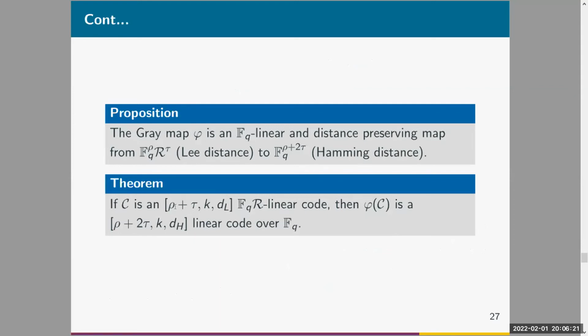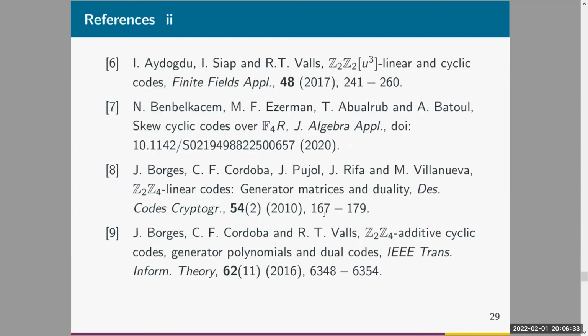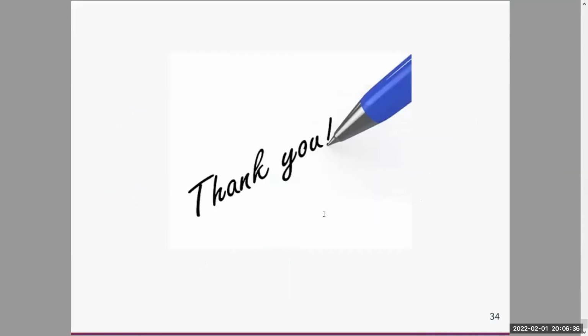If C is an FqR linear code of length rho plus tau, then phi(C) is a rho plus 2 tau MDS linear code over F2. This work is under progress. These are the references.